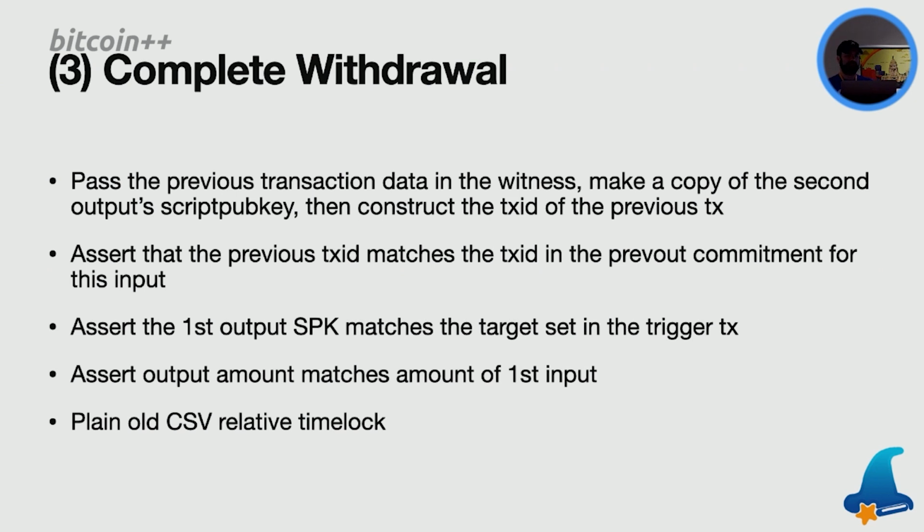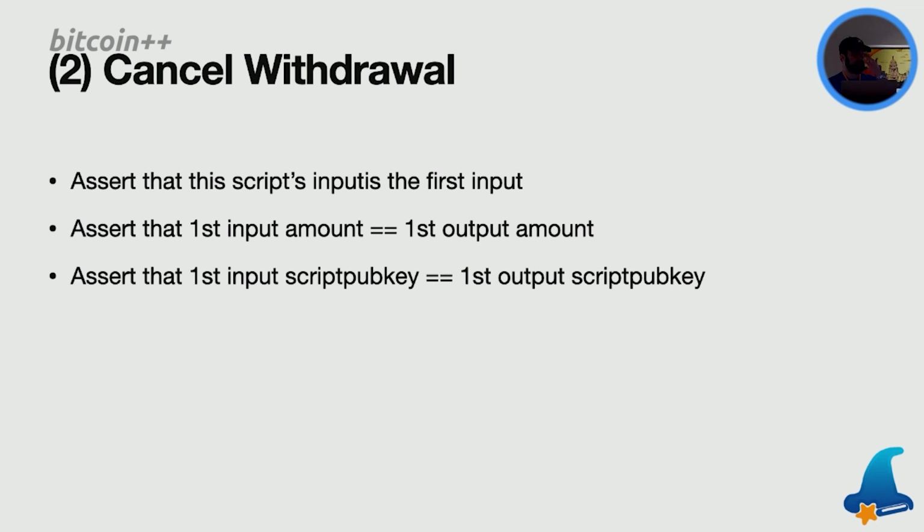So the way that works is we take all this previous transaction data in the witness, make a copy of that second output script pub key, the little picture there, and then we construct that TX ID and assert that the prev out TX ID matches. And now we have this script pub key that we know was spent in the previous transaction, and we can use that to assert that our output matches. So we can assert that we are sending coins to an address that we previously committed to. And then add a plain old CSV relative time lock, and we've got vaults. And then cancellation is really boring. You just make sure that the script input is the first one, and you make sure that the amounts match and that the script pub keys match.